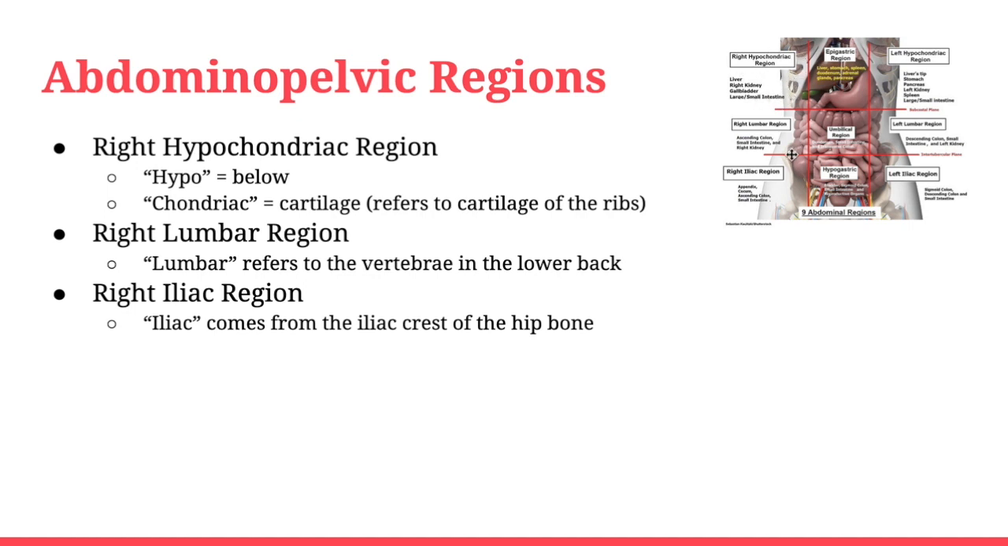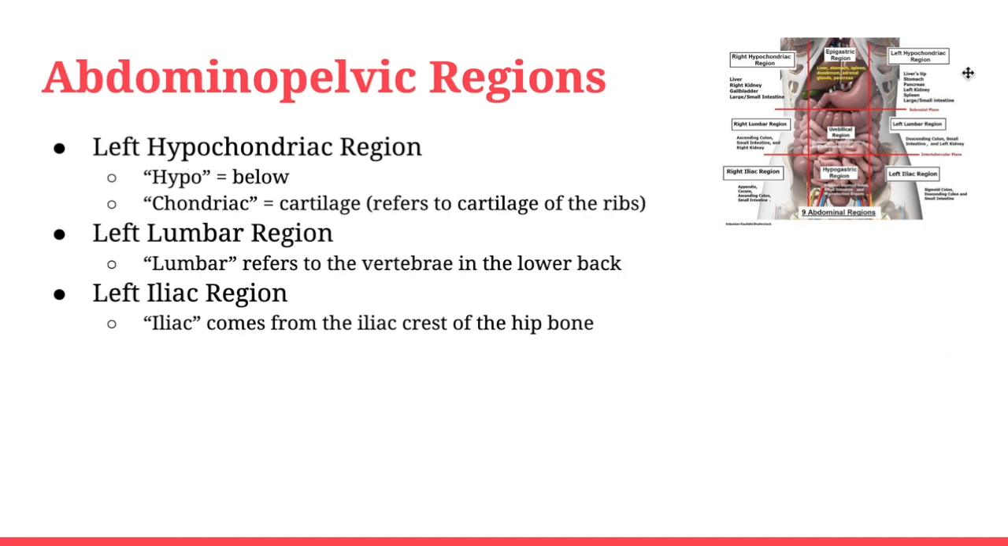The right lumbar region would be next if we're moving straight down the right side of that person's body. Lumbar refers to the lower back. The vertebrae that's there are your lumbar vertebrae. So that's where that name is coming from. And then the bottom one on the right is the right iliac region. This is a capital I and then an L, so it's I-L-I-A-C. It's not 2 L's, so just make sure you take note of that. Iliac comes from the iliac crest on the hip bone that would be right here. So this lower right section would be the right iliac region.